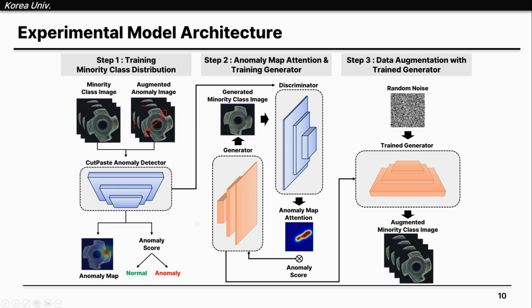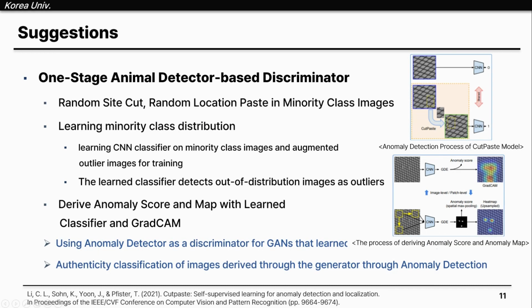A generator that has learned the image distribution of the minority class will receive random noise and derive a random image within that class image data distribution. Data augmentation is performed for the minority class by using the derived images as training data for the classifier. Let me explain the implications of this study.